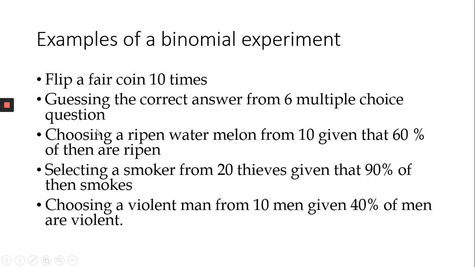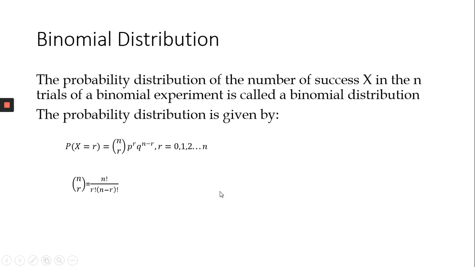Let me go back so you understand this. In the example, selecting a smoker from 20 people, given that 90% of them smoke, n is equal to 20. So what is the probability of choosing 3? Our r will be equal to 3. We define the random variable x to be the number of smokers. So the probability that the number of smokers x is equal to 3 out of 20 will be given by 20 choose 3, times 0.9 to the power 3, times 0.1 to the power 7, that is 20 minus 3, which is 17. So this is what it means.